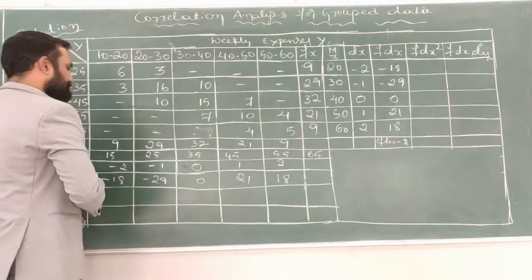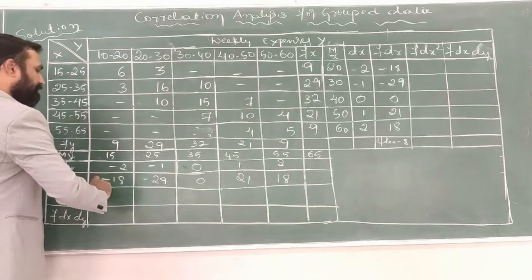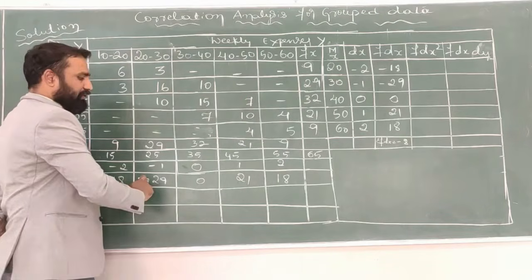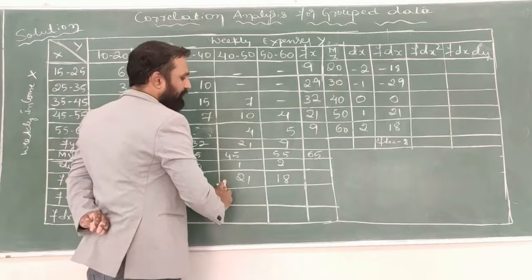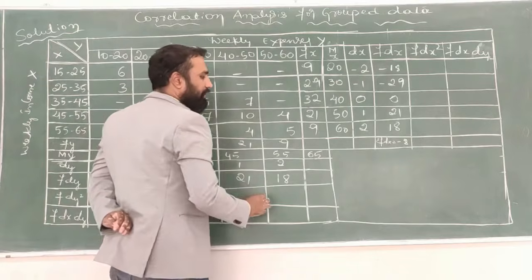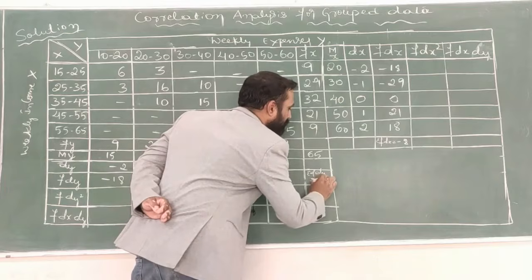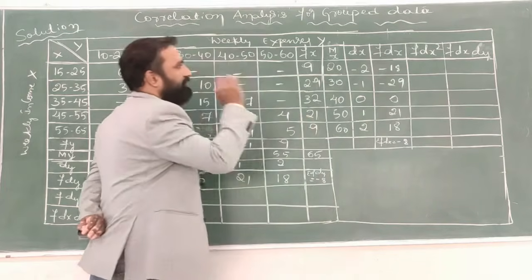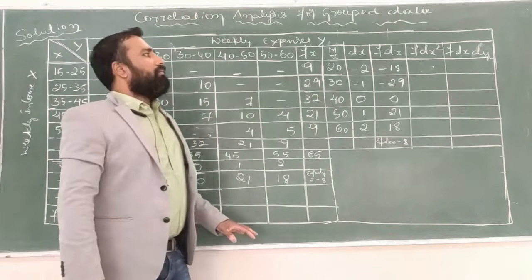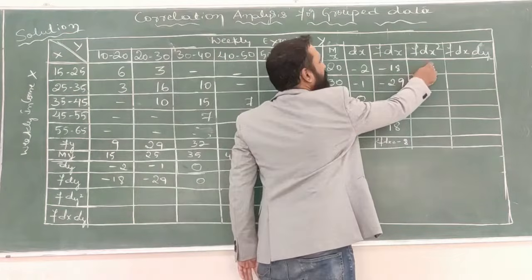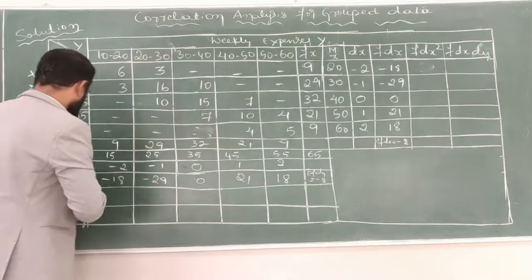If you sum all these f into dy values, means -18 plus -29 plus 0 plus 21 plus 18, its value is summation f dy equals -8. The next we have to find the value of f into dx square and f into dy square.